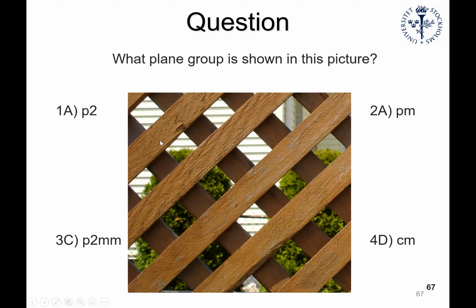So I have a picture of a fence. I want you to ignore the background completely and just imagine the fence itself, the wooden bars. But imagine this as a 2-dimensional object.